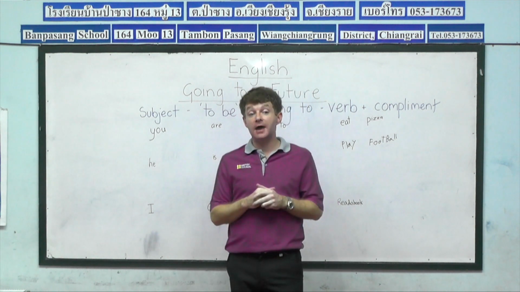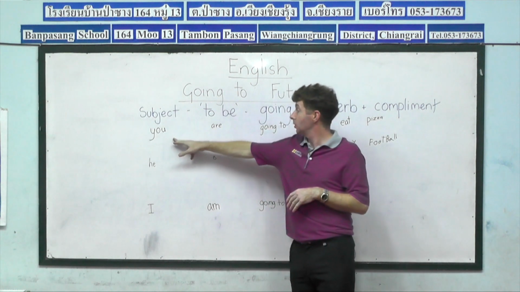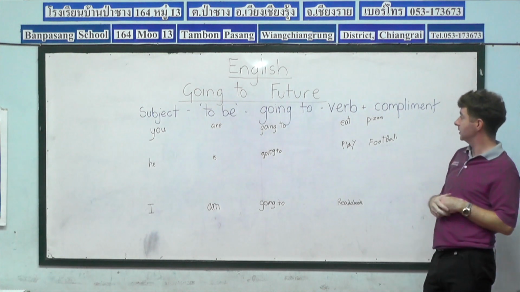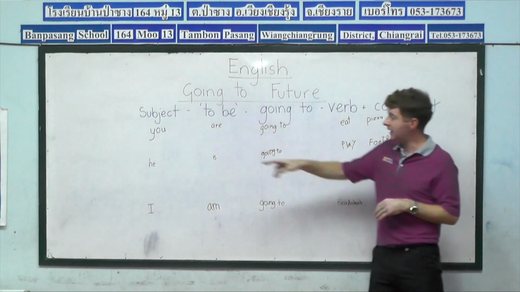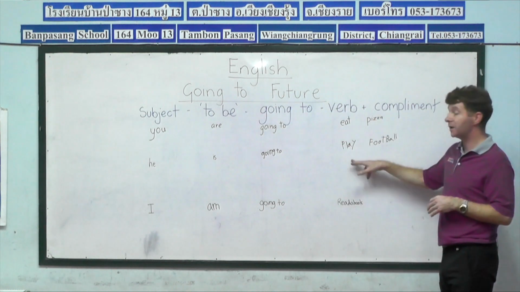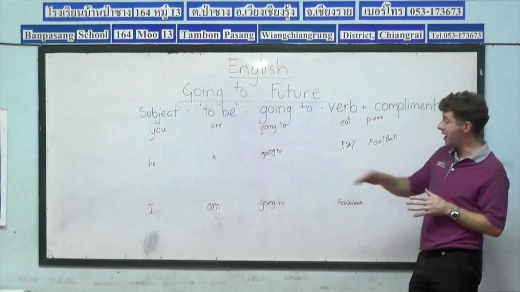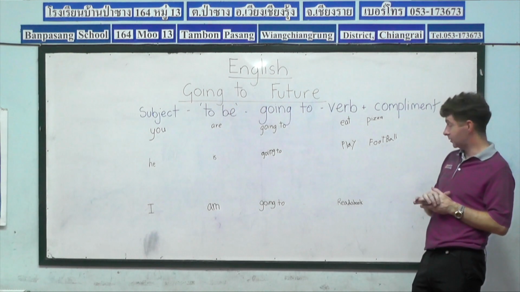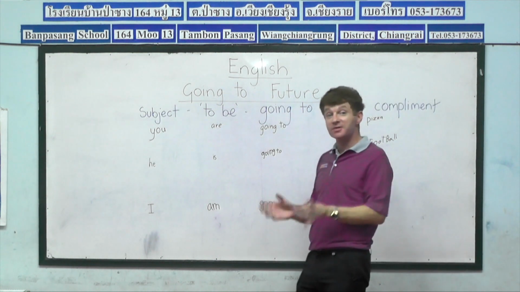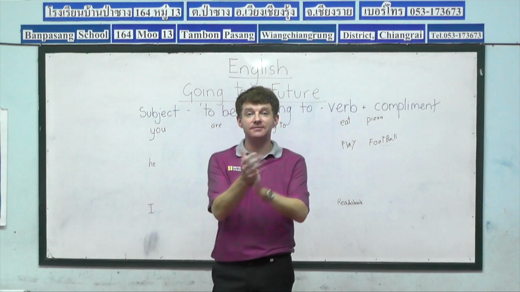So one final time, guys, we've got our three sentences on the board. You are going to eat pizza. He is going to play football. I am going to read a book. And this is how we describe things that we're going to do in the future. Guys, well remembered. That was excellent.